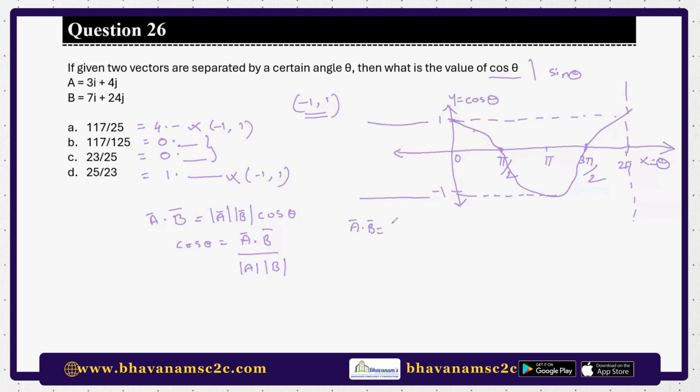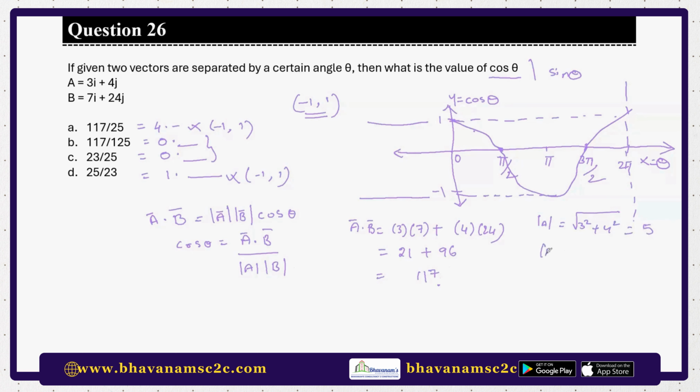As I told you in the previous problem, it will be the product of coefficients of the vectors i and j in the respective vectors. Now here it will be 3 into 7, since these two are the coefficients of i vector, and 4 into 24. Okay, that will be 21 plus 96. 24 4s are 96. 21 plus 96 is 117. Okay, and magnitude A and magnitude B. When you calculate the magnitude A, it is square root of 3 square plus 4 square, that is equal to 5.